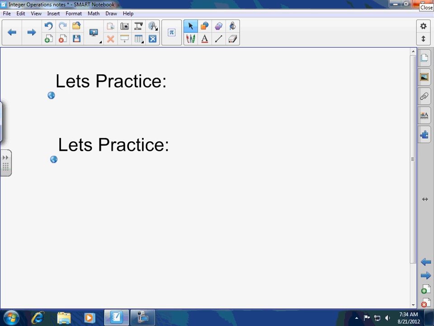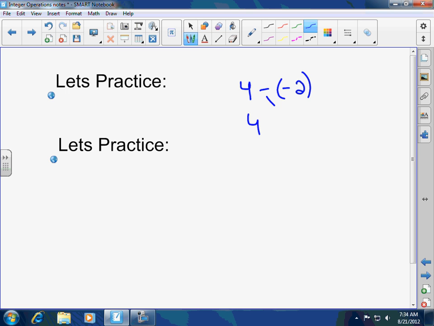When the signs are the same, you add and keep the sign. When the signs are different, you subtract and keep the sign of the largest absolute value. When you have a negative times a negative, it becomes a positive. So if you have 4 minus a negative 2, that becomes 4 plus 2, and then the regular rules apply. A negative times a negative is a positive. A negative times a positive is a negative. A positive times a positive is a positive.